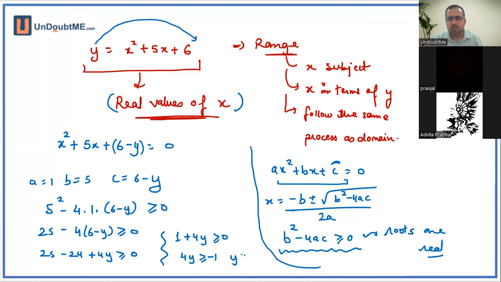From here, I will get y greater than equal to minus 1 by 4. Greater than equal to minus 1 by 4 means the values of y will be greater than or equal to negative 1 by 4. That's it. We got the region because it is an inequality. So that is what we call the range.